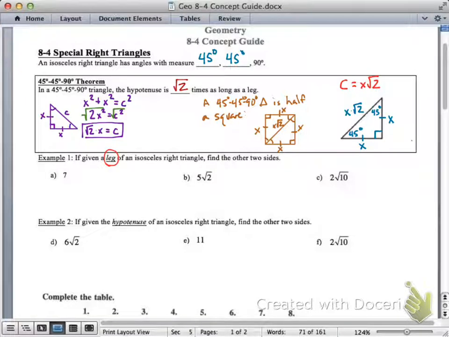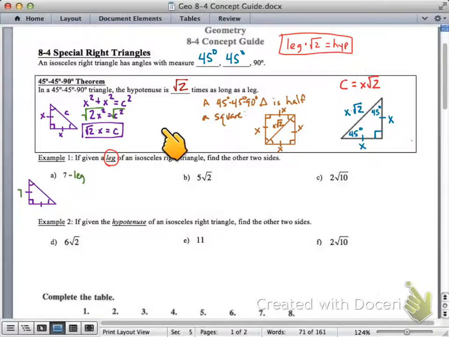So here's the deal. If you are given a leg, write this up here: a leg times the square root of 2 equals the hypotenuse. So if you're given the leg, which we are here in this first example, if the leg is equal to 7, well then the other leg, of course, is equal to 7. What's the hypotenuse then? The leg times the square root of 2 is the hypotenuse. What is 7 times the square root of 2? 7 times the square root of 2. That's the length of the hypotenuse. That's all there is to it.